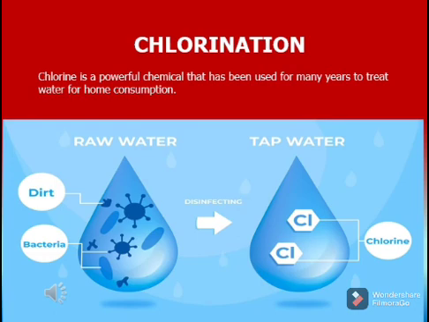Chlorination is a powerful chemical method that has been used for many years to treat water for home consumption. Chlorine is an effective water purification method that kills germs, parasites, and other disease-causing organisms found in ground or tap water. Water can be purified using chlorine tablets or liquid chlorine.